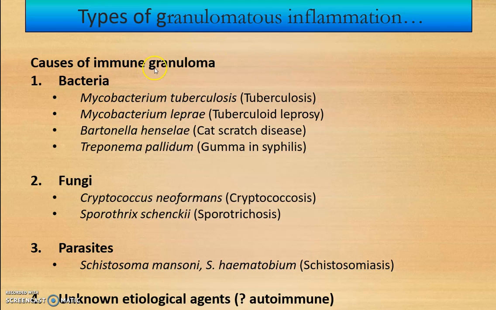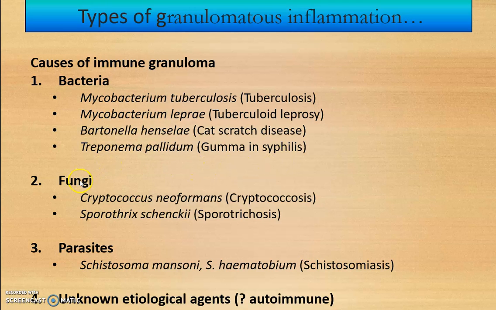Okay, what are the organisms that cause granulomatous inflammation? For bacteria, we have Mycobacterium tuberculosis in tuberculosis. We have Mycobacterium leprae in tuberculoid leprosy, and also Bartonella henselae in cat scratch disease, and Treponema pallidum, which we discussed earlier in a previous lecture, which causes gumma in syphilis. You still remember what gumma is, right?